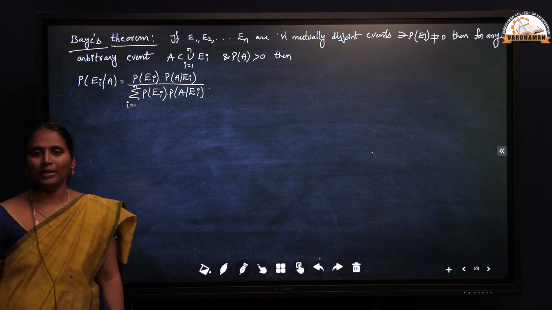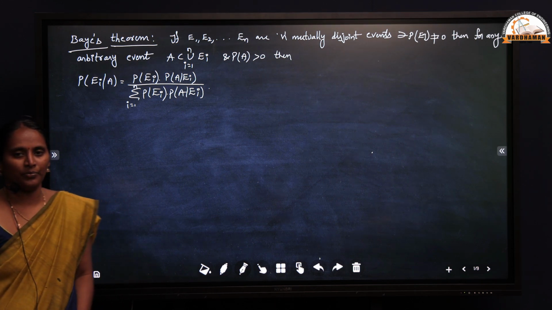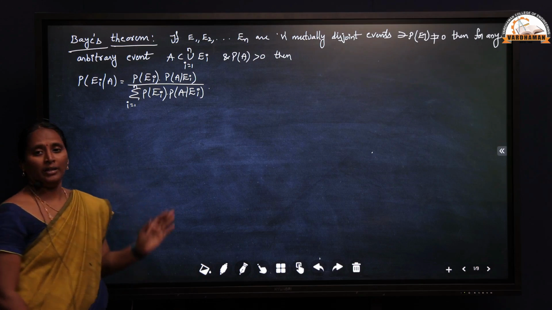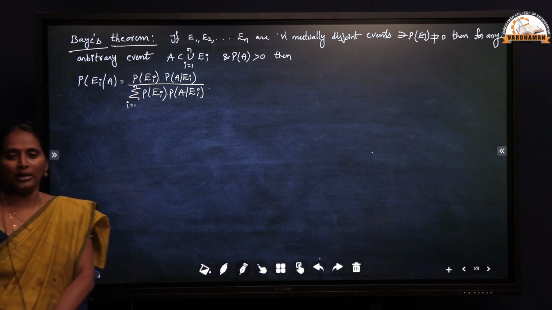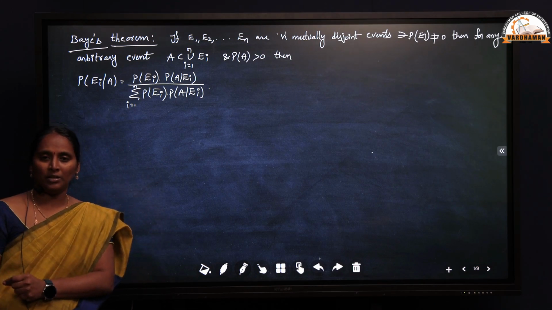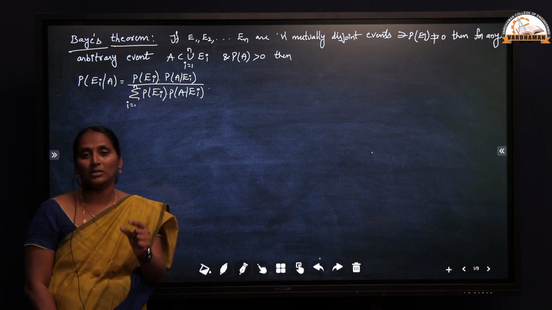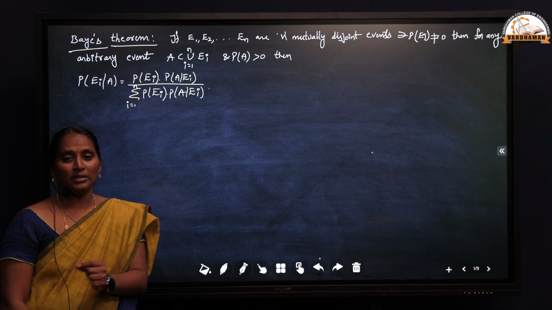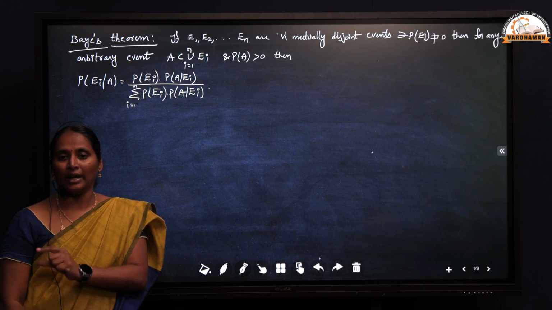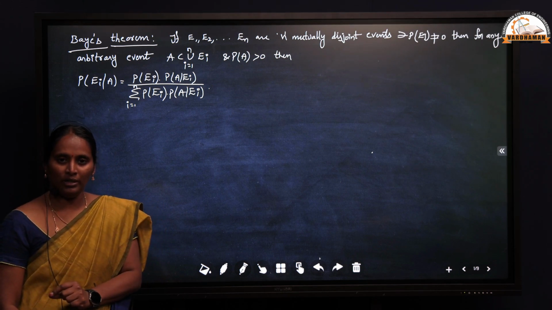Good morning everyone. Now let us see the statement of Bayes theorem. In the last video we learned the definition of conditional probability: the probability of an event A given that event B has already happened. The event that has already happened is written in the denominator, as we observed in the last video.